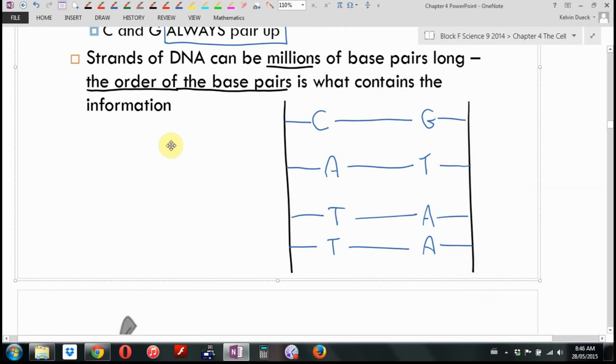Absolutely a good question, Kiana. On your test, I might give you half of a side of DNA and say, can you fill in the rest of the pairs? A goes with T, T goes with A. C and G go together because they look alike. That's how I remember.